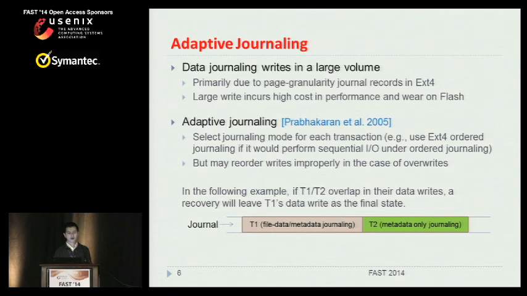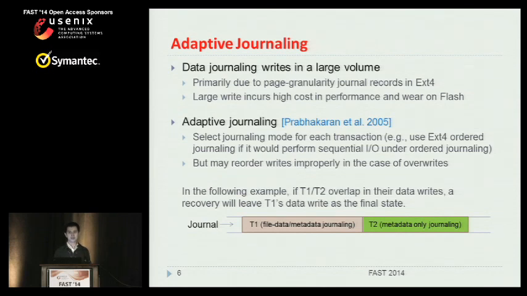So data journaling can help minimize the number of device writes, but it tends to write a very large volume. It turns out that this is primarily due to the page-granularity journal records in systems such as ext4. Basically, if the application makes a small write, a journal record is created for it, and that journal record has to be at least a 4 kilobyte page.